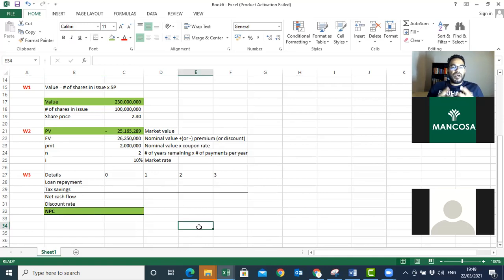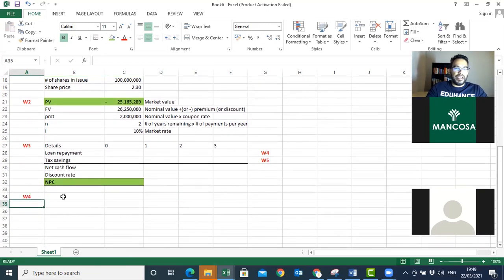Now, we have to work out the loan repayment. We will have to work out the tax savings. And that's where the next calculations come in. So I'm going to work out the loan repayment using working 4. And I'm going to work out the tax savings using working 5. So let's get on to working 4. With working 4, we're going to work out the loan repayment, which is the bullet payment.